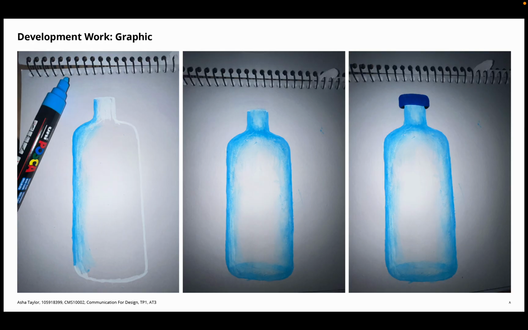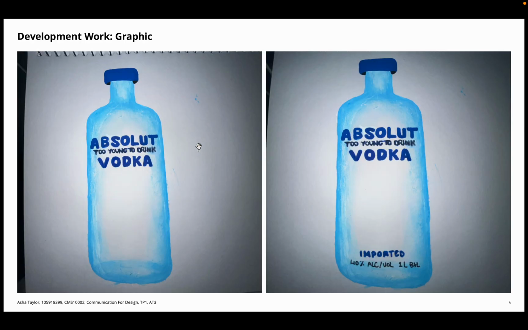Development work, so my graphic. I wanted to use Posca pens because I feel like they were really bright, fun to use, and really show that glass look that I wanted to show and make it pop out. So I started with the outline and just created that glass effect. I added in the typography of Absolute Vodka. It's a very well-known vodka brand that a lot of young people tend to go towards, as it is the cheap option. So I chose to write Absolute Too Young to Drink Vodka, and then just added in the imported 40% alcohol, all of that at the bottom.